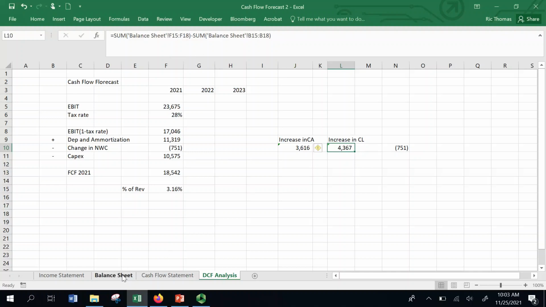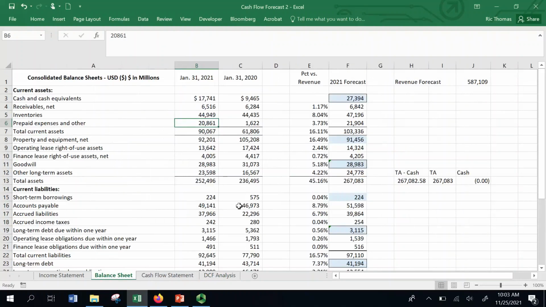Let's just check that out. F15 to F18, B15 to B18. So it's short-term borrowings, accounts payable, accrued liabilities, and accrued income taxes. Now, short-term borrowings don't change at all, so that really doesn't factor in. I left that in, but you've got accounts payable, accrued liabilities, and accrued income taxes. Those are the three items really driving this.